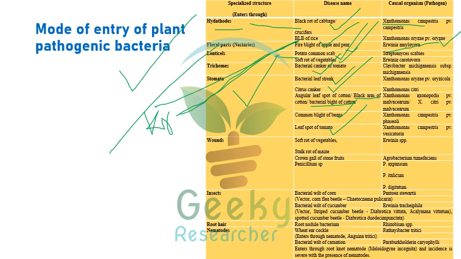The next one is general wounds. Soft rot of vegetables and stalk rot of maize can enter the plant through wounds, and also the crown gall of stone fruits and Penicillium. Penicillium is not a bacterium, but still, for general understanding, I just placed it here. And when it comes to insects, among fungi and bacteria, very few diseases are transmitted through insects.